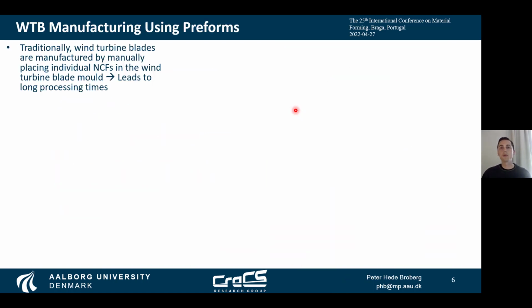The reason why we want to use these preform materials in wind turbine blade manufacturing is that wind turbine blades have traditionally been manufactured by individually placing these non-crimp fabrics in the wind turbine blade mold, and this leads to very long processing times, especially as the wind turbine blades are increasing in length and some are even exceeding 100 meters by now.